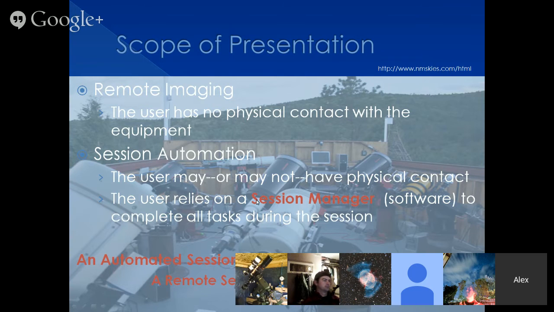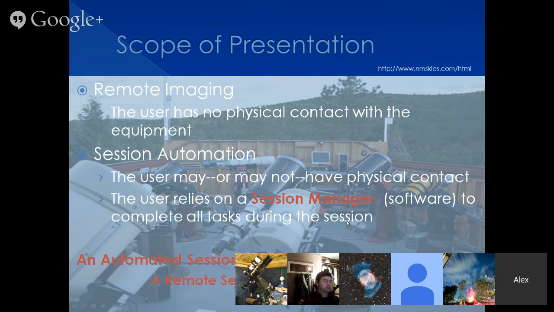In an automated session, you rely on a session manager. It's a type of software, and I don't know what the official name for this is. If anybody knows the official name for this type of software, please tell me so I can correct it by next week when I have to give this presentation for real. And it does all the things you need to do. An automated session may be remote or local, and a remote session may be automated or manual. And we're not going to be talking about remote imaging here. By the way, this background watermark picture here is out at New Mexico Skies.